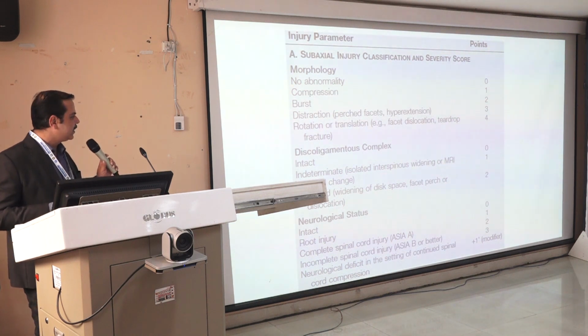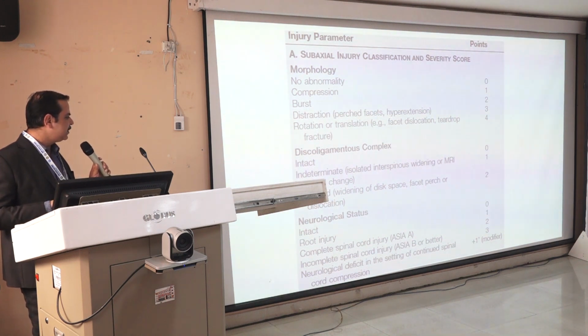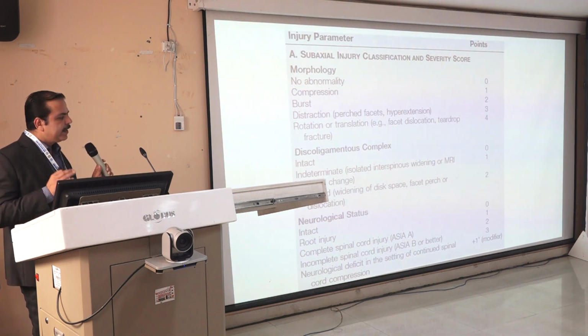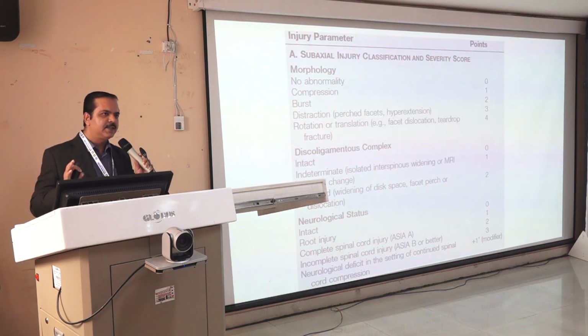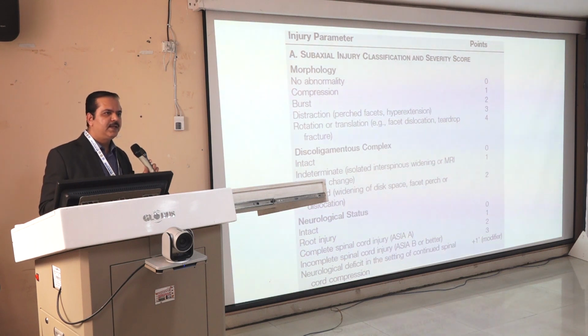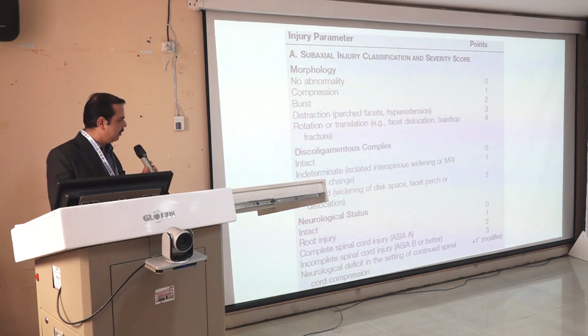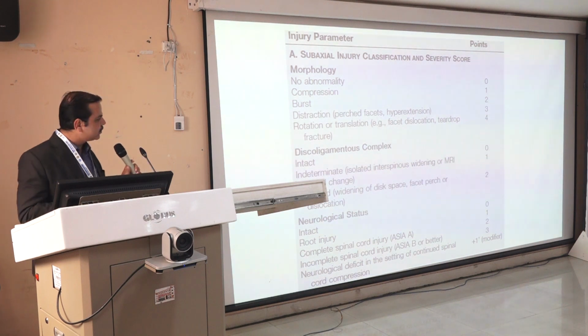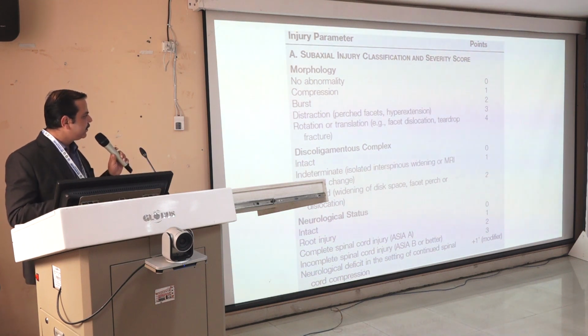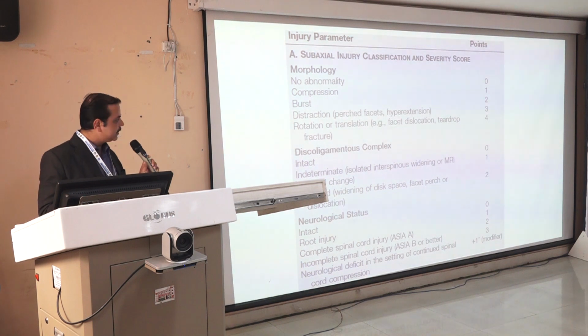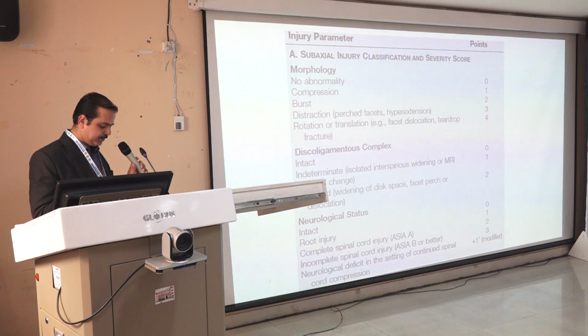The discoligamentous complex you can better assess on the MRI and CT scan, and then the neurological status: either it is intact, or a root injury, or a complete spinal cord injury, or an incomplete spinal cord injury. Anything greater than 4 requires surgery, anything less than 4 requires conservative treatment, either with a brace or by a Philadelphia cervical collar. So we should be very clear, we should remember this. And we should also remember that anything greater than 4 requires surgery and less than that requires conservative management. And that is the basic model.